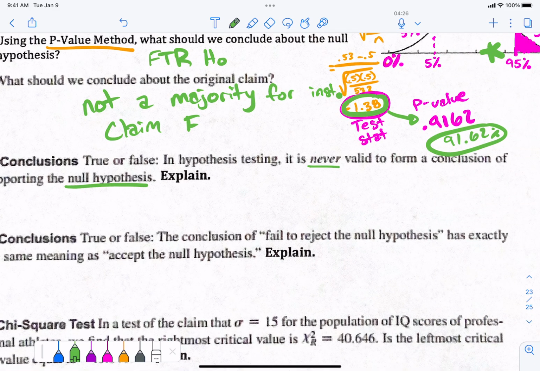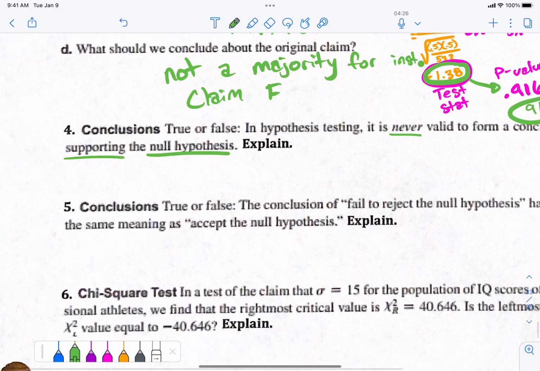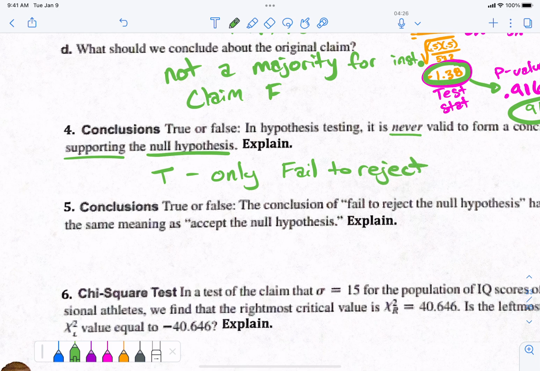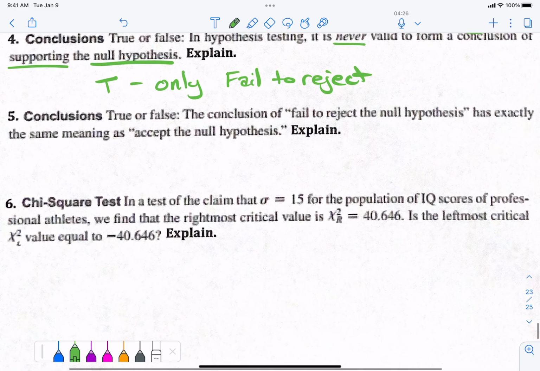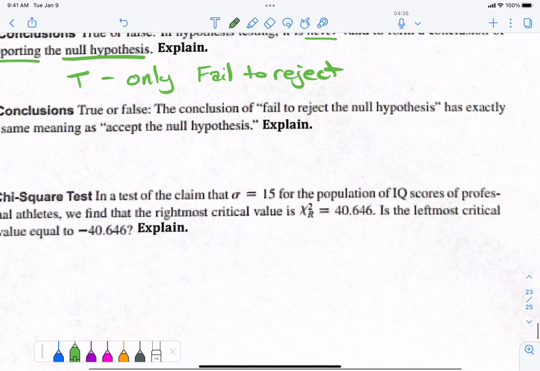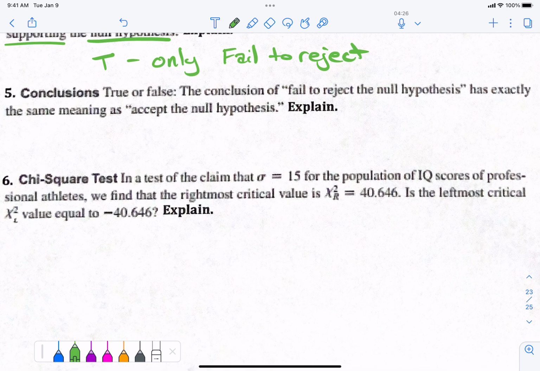True or false? In hypothesis testing, it is never valid to form a conclusion supporting the null hypothesis. True. We never completely support the null hypothesis. We only fail to reject it based on our sample at that moment in time. We only say, I don't have enough information to say that that's not true. It might not be true, but I don't have enough information to say it's not at this point. That's kind of confusing. Number 5, true or false? The conclusion of fail to reject has exactly the same meaning as accepting the null hypothesis. False, like what we just said.